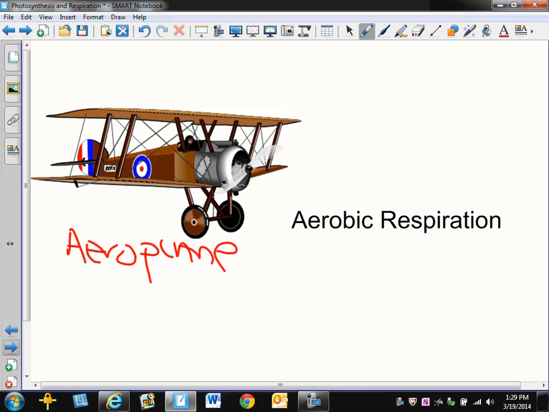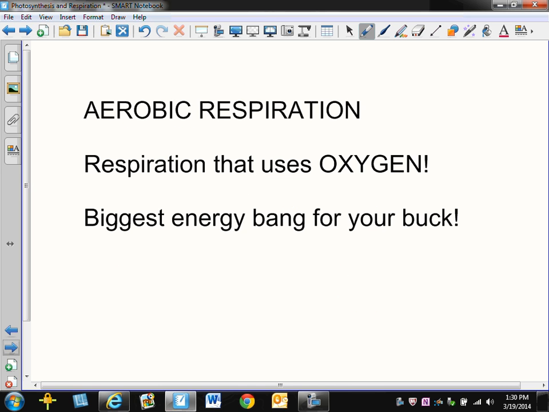What do you think this kind of respiration is? With air. Excellent. So aerobic means with oxygen. Okay? So that's something you're going to have to know. Aerobic respiration is respiration that uses oxygen. It's the biggest energy bang for your buck.